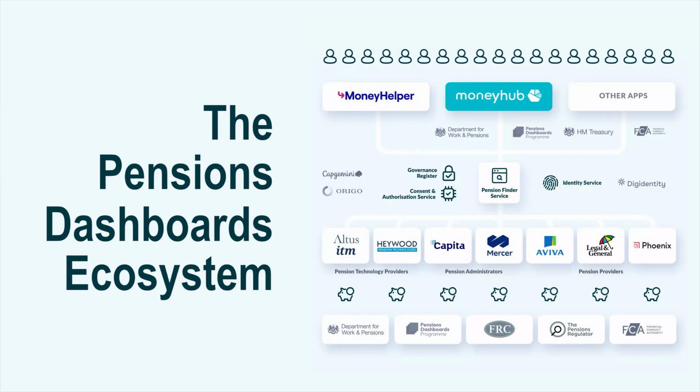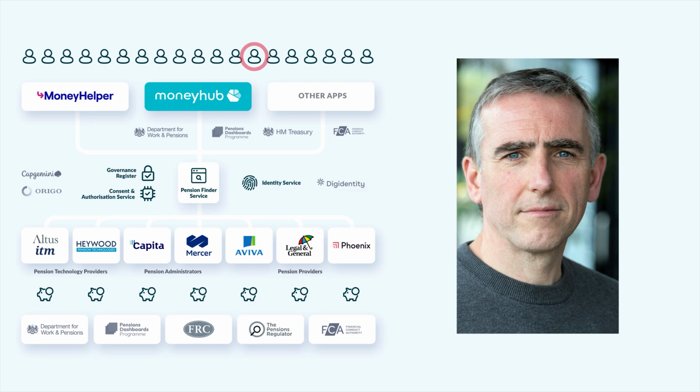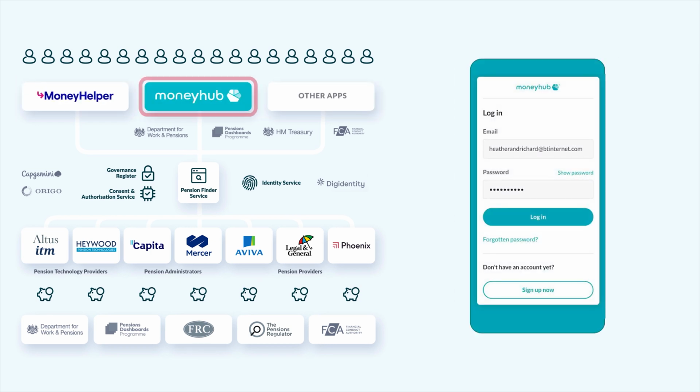Here's the Pensions Dashboard ecosystem. Let's see how someone's journey through the ecosystem might feel. Here's a UK adult called Richard, still working age, just. He's one of the 25 million working age adults who have pensions in the UK. There are lots of dashboards to choose from. He chooses the MoneyHub dashboard and logs in.